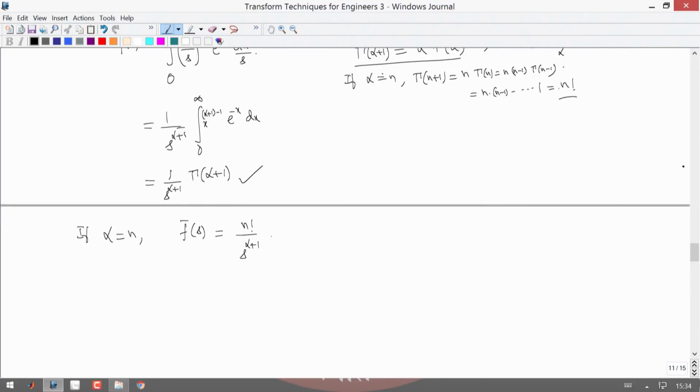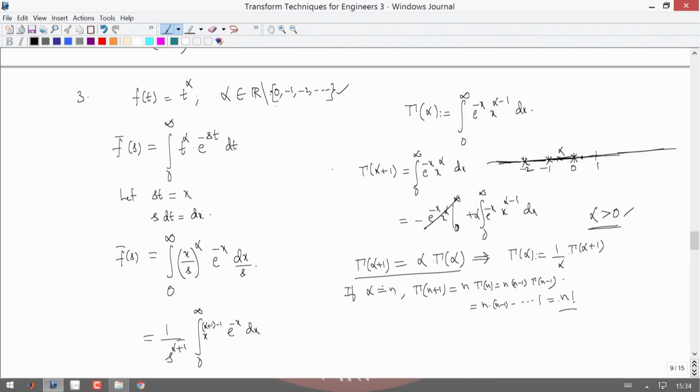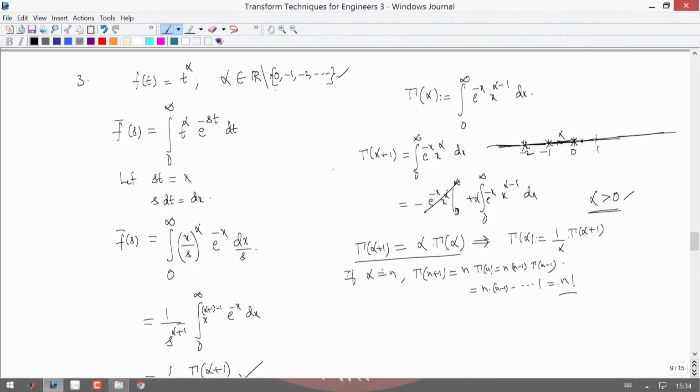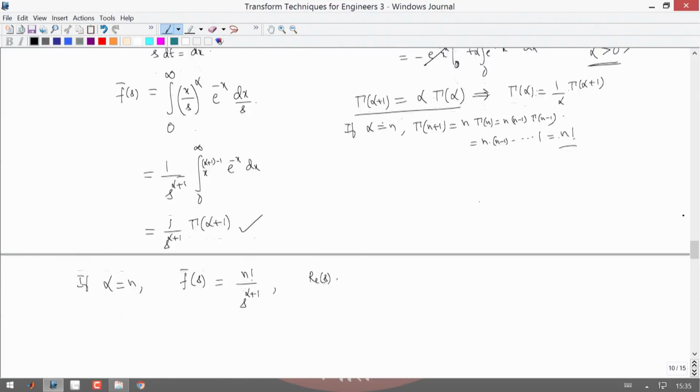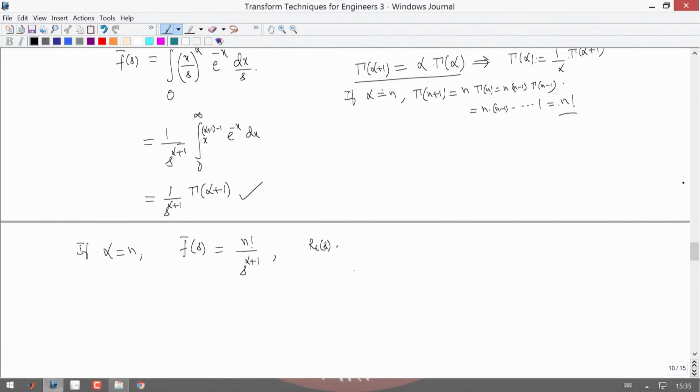Okay. Of course, what is this exponential function, real part of s? So, what is the real part of s? t power alpha. What is t power alpha? Where is this valid for real part of s?